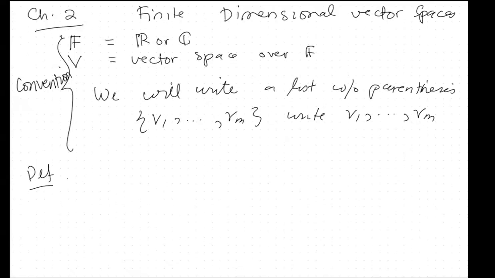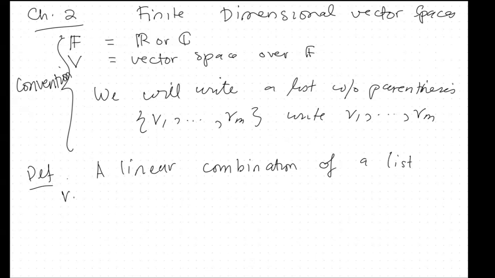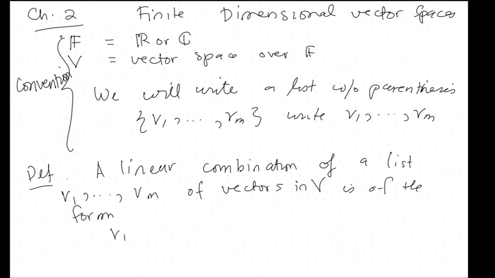Now we define a linear combination. A linear combination of a list v1 to vm of vectors in V is of the form a1 v1 plus up to am vm, wherein each ai is an element of F.